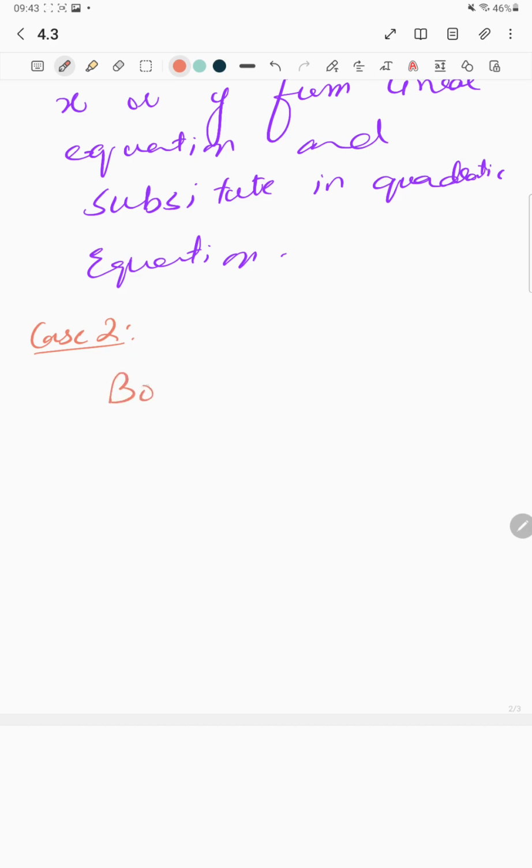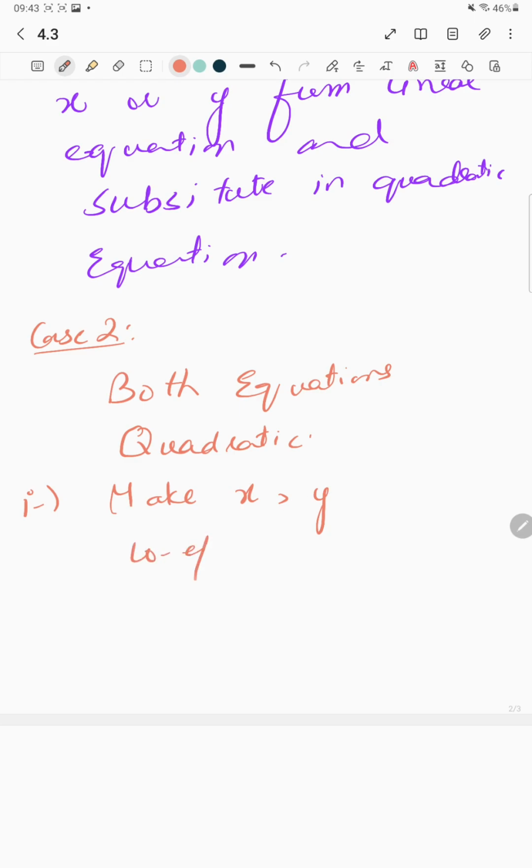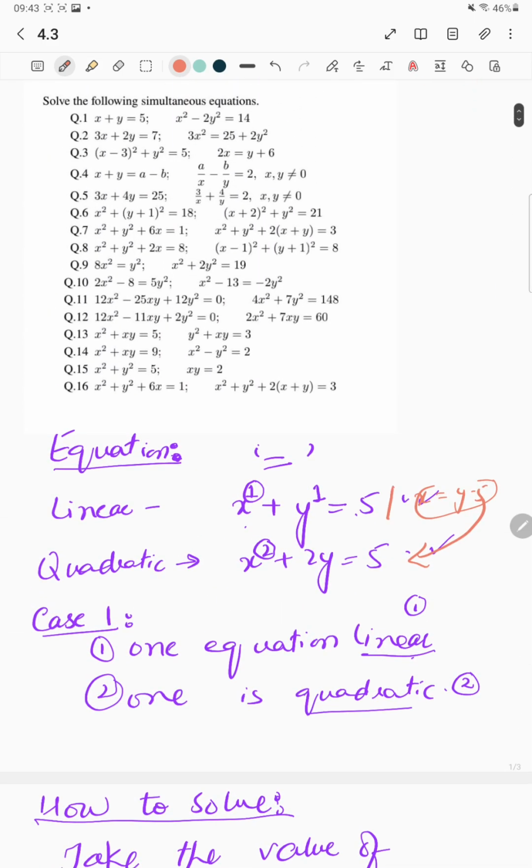Now, in case number 2, if I have both the equations quadratic, it means both equations are of degree 2. So what we're going to do is make the coefficient of x and y the same, and then we are going to subtract or add so that we can remove the x square part or y square part from the equation, and we will get the results. So now let's start solving the questions and we will discuss.